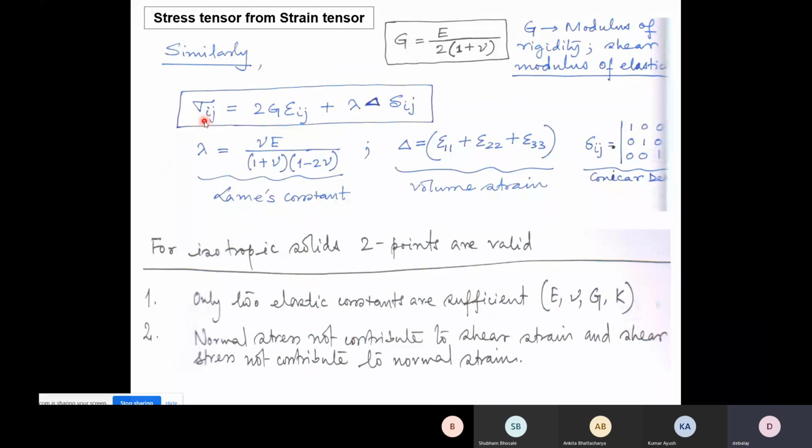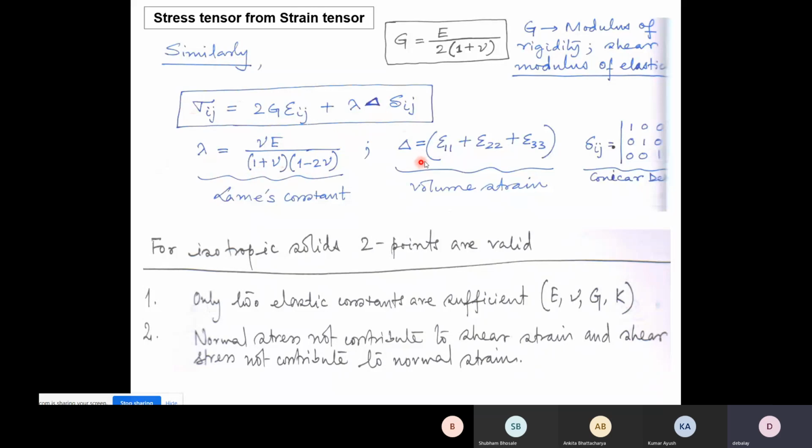Similarly, stress can be represented by strain. In the earlier constitutive equation, we were representing strain in terms of stress components: strain components on the left hand side, stress components on the right hand side. Similar thing we can do. We can take the stress component on the left hand side and strain components on the right hand side. If I give you the strain tensor, you can calculate the stress tensor values. The same generalized form can be used where lambda is called Lame's constant: lambda equals nu E by (1 plus nu) into (1 minus 2 nu).